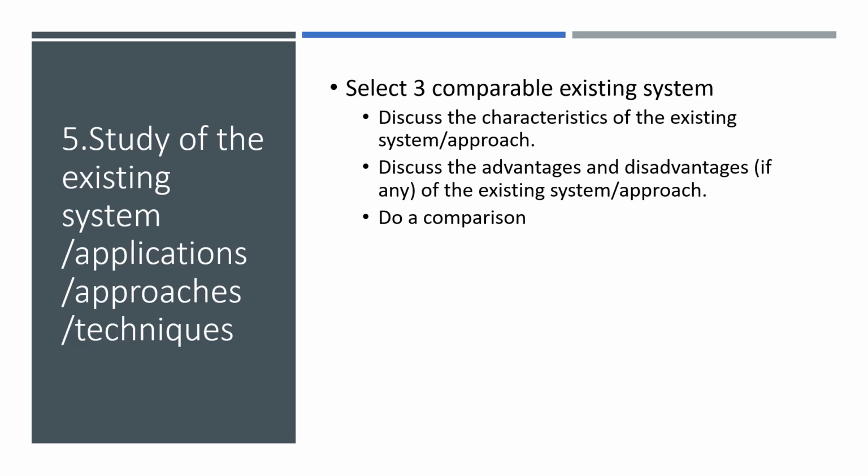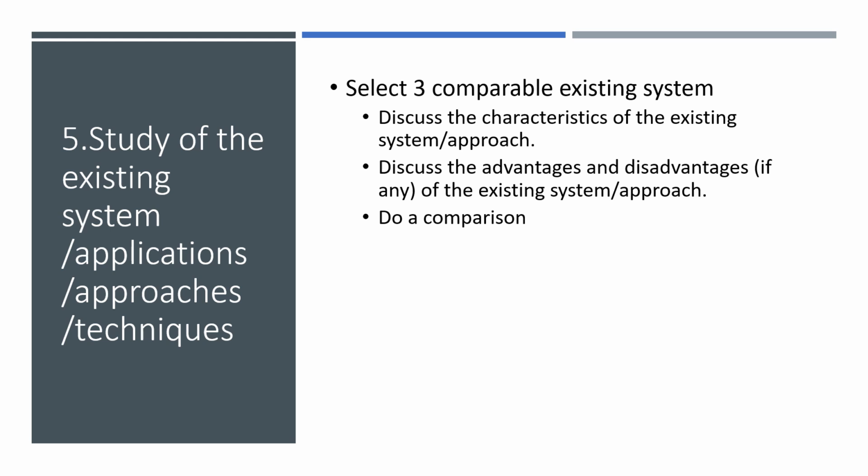Finally, the last section is to study the existing systems in the market. You may refer to real websites, and also you can refer to systems published in journal papers. Sometimes they provide more information than the product itself. Please select three comparable existing systems, and discuss the characteristics of the existing systems and their approach.